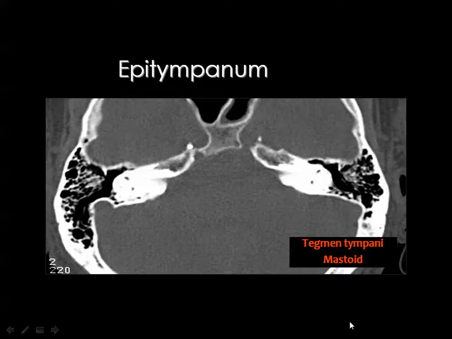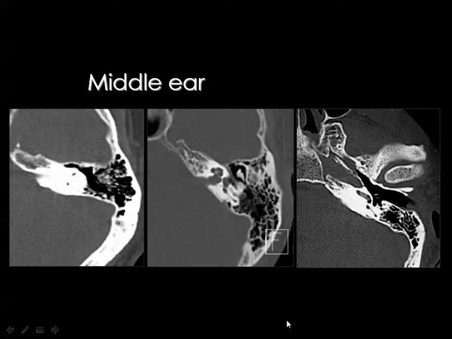Then if you go above the ice cream cone, you see nothing. You see air only in the middle ear cavity. And this air is separated from the brain by this bony ridge, which is known as the tegmen tympani. Then the tegmen tympani separates the middle ear cavity from the brain. Above the ice cream cone, there is only air.